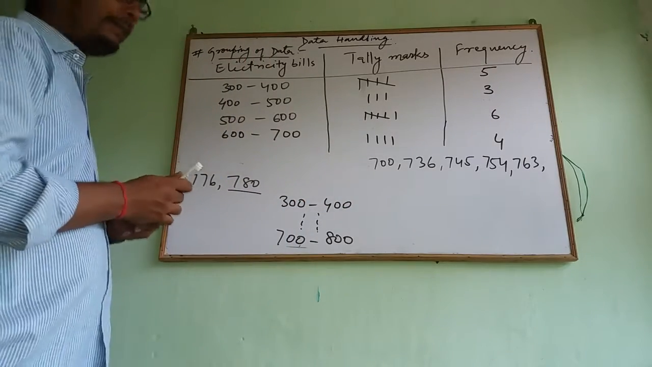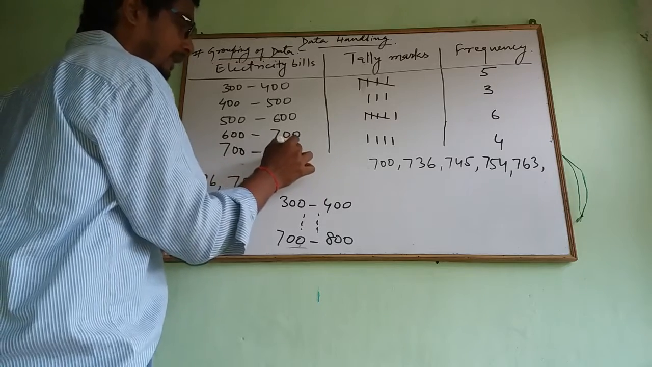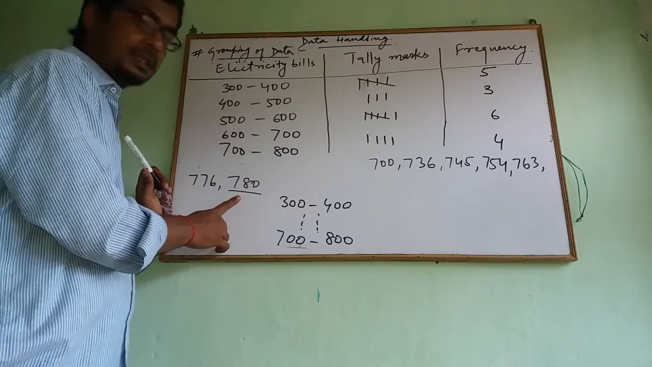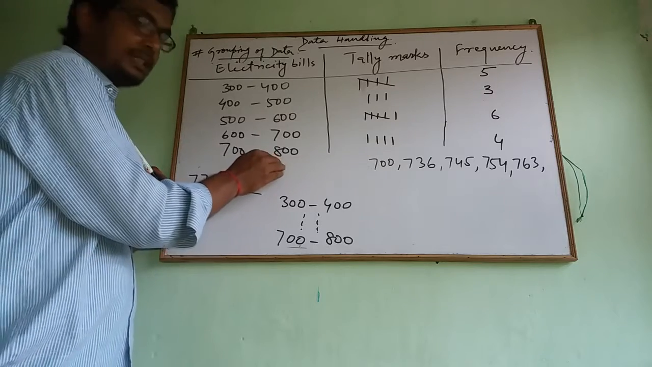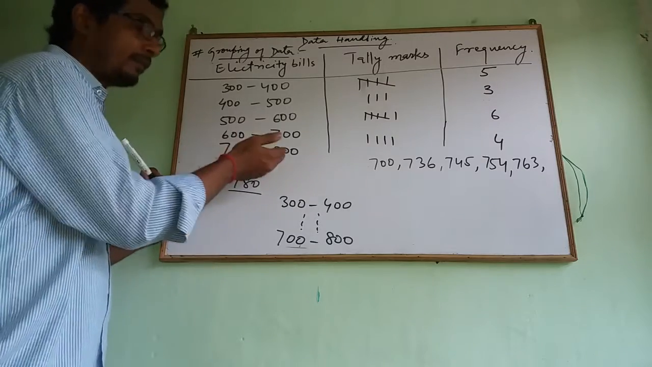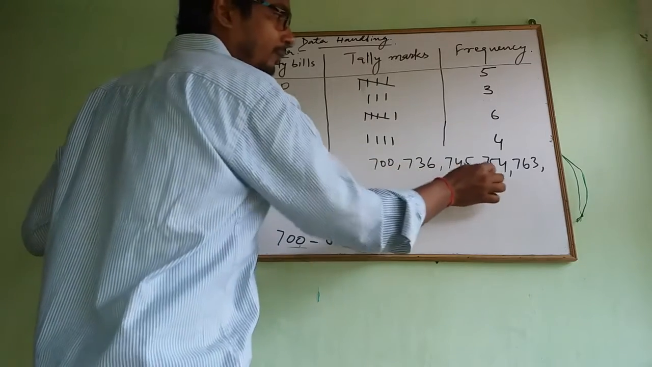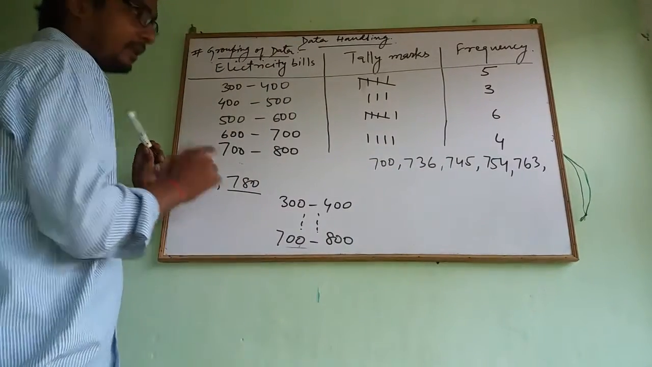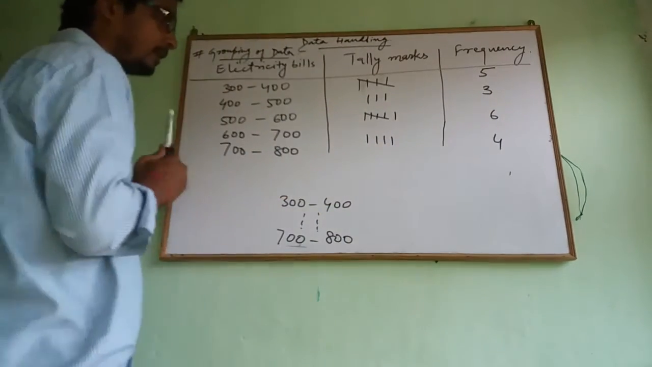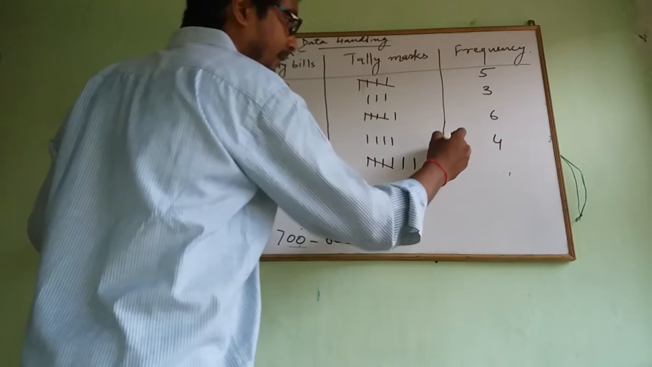Now further my data is left, so I will write the last interval, that is 700 to 800. Why is it last? Because the highest value here is 780, which is less than 800. So further intervals will not be included, only 700 to 800. How many data are there? 1, 2, 3, 4, 5, 6, 7. So 7 data are here. I will erase it and write 7.